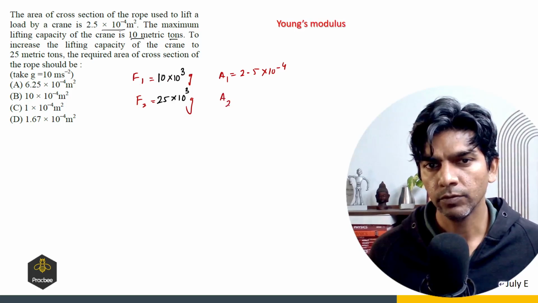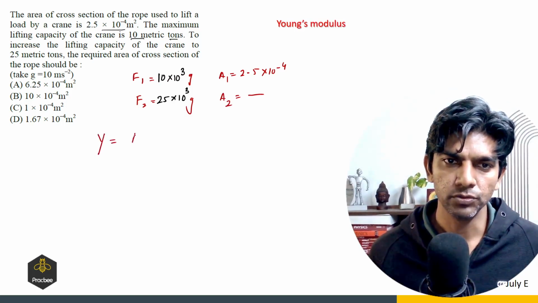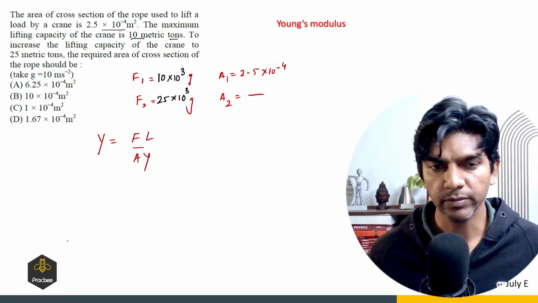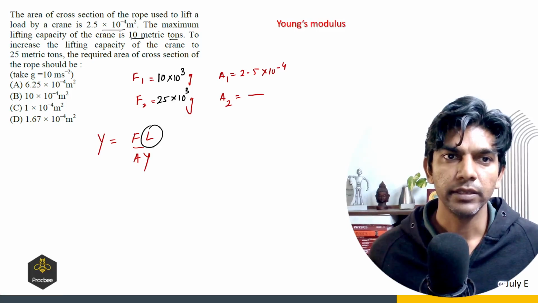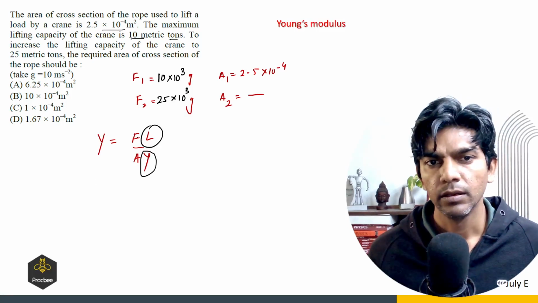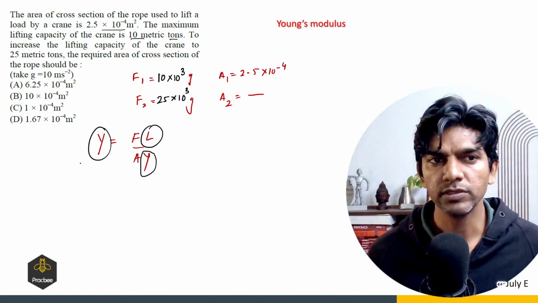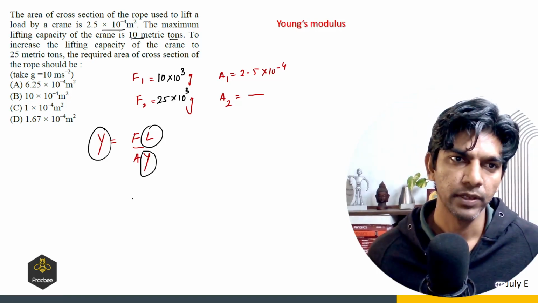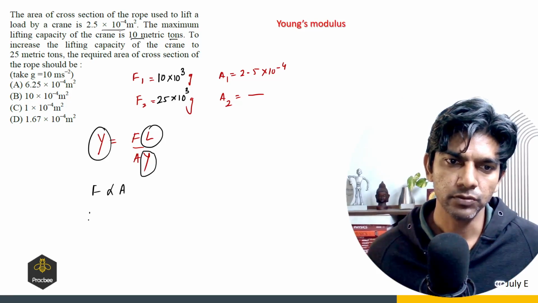So here the area of cross section is A2. So let us write down the formula. Y is equal to FL upon AY... I'm assuming L is the same. There is no change in the length, so length will be constant. They are made of the same material, so I'm treating Young's modulus to be the same. And force is different, so area of cross section will be different. Young's modulus will be the same, so I'm assuming the same material. So in this case, force will be directly proportional to the area of cross section.